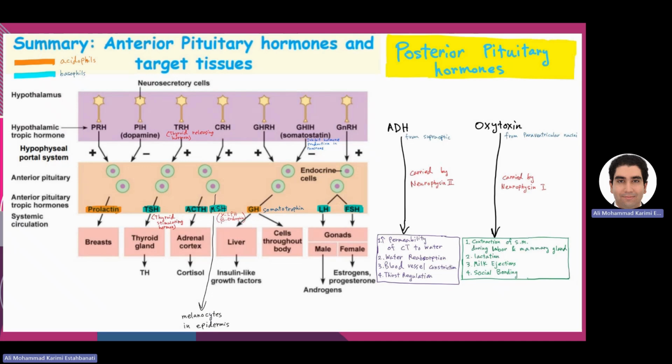The ACTH goes to the adrenal cortex, cortisol gets produced, and MSH goes to our skin and to the melanocytes and causes melanin to be produced.